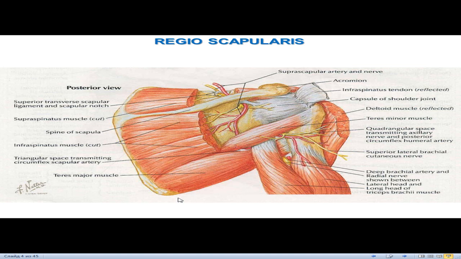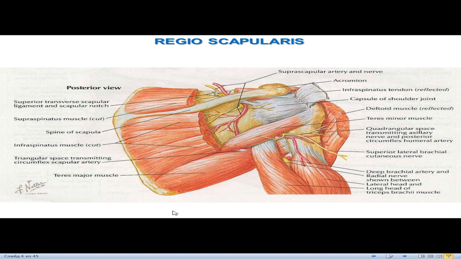Muscles rest in two layers. We can divide them into the superficial and deep. To the superficial belong the latissimus dorsi muscle and the trapezius muscle.